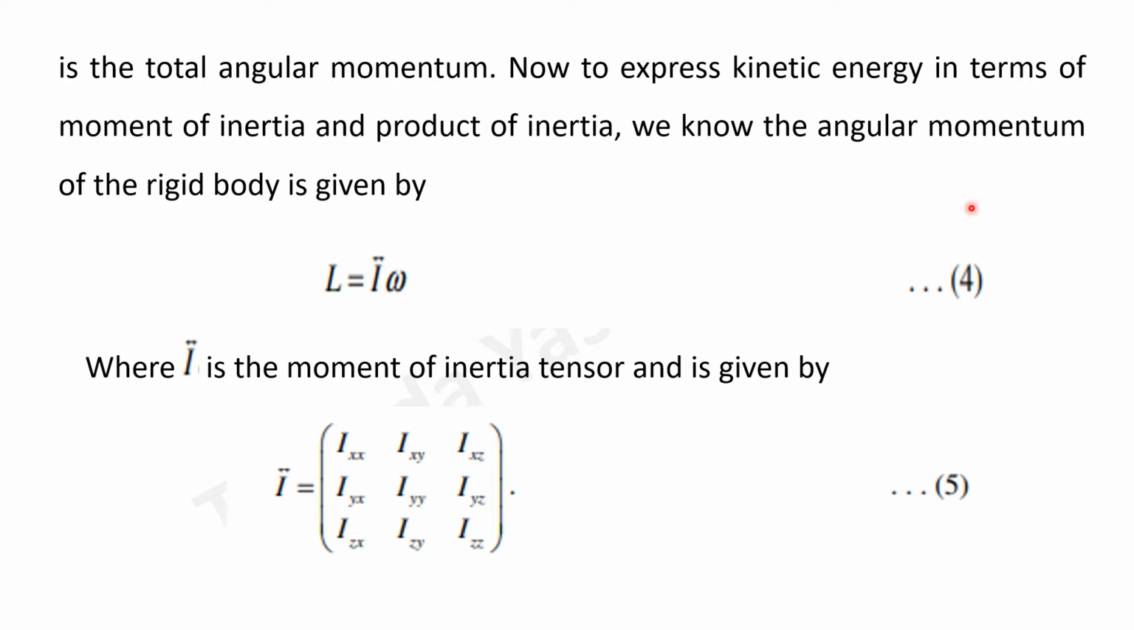That is equation number 4, where I double dot is the moment of inertia in the tensor form. That tensor is the inertia of the whole body, and in matrix form it is written as I double dot equal to the matrix Ixx, Ixy, Ixz, Iyx, Iyy, Iyz, Izx, Izy, Izz, all the components in matrix form. That is equation number 5, the tensor form of the inertia.